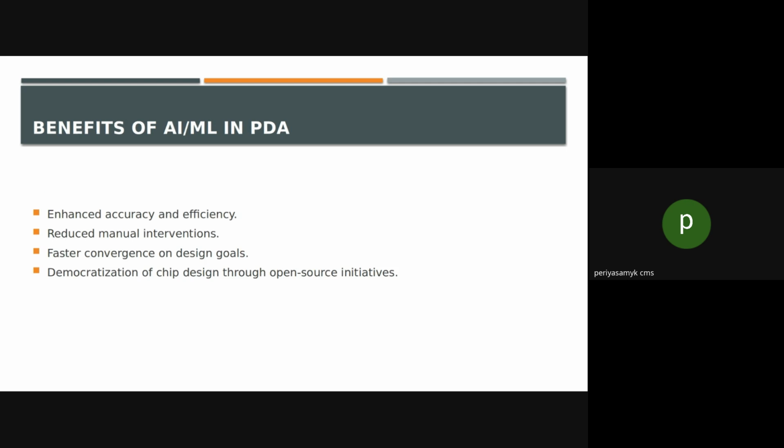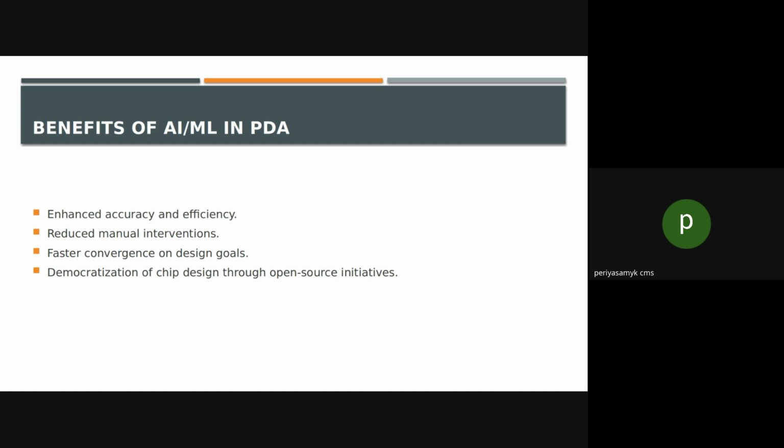The benefits of AI is enhanced accuracy and efficiency. That is, it analyzes the vast amount of data from past designs in chip design and applies this knowledge to optimize the current project. With techniques like predictive modeling, AI can provide more accurate predictions for timing, power, and congestion issues.